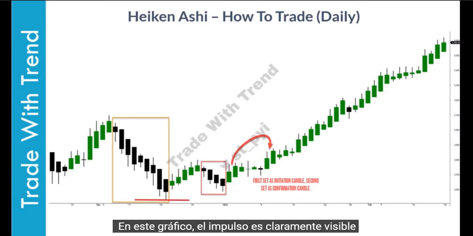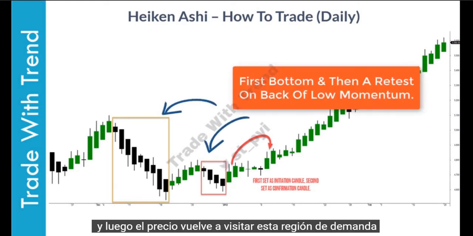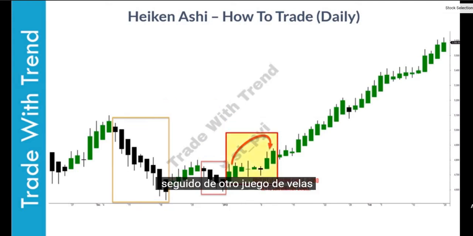In this chart, momentum is clearly visible as price forms the first bottom here and then price again revisits this demand region in the form of 3 bearish contracting candles. Post this, we get 2 weak candles followed by another set of candles which were much stronger.